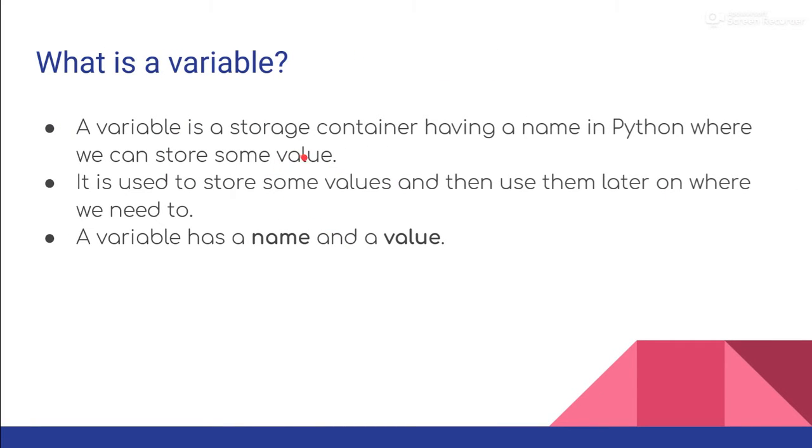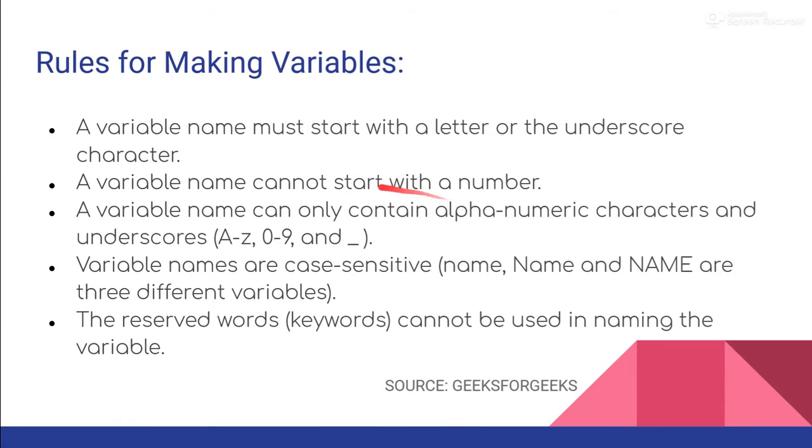This is just the revision of the last session on variables. We have already learned that a variable is basically a storage container having a name and a value, which is used by us for storing something for later use in the program when we need to. Now in this session we are going to be looking at the rules for making variables. These are the rules that we use while naming any variable in the program.